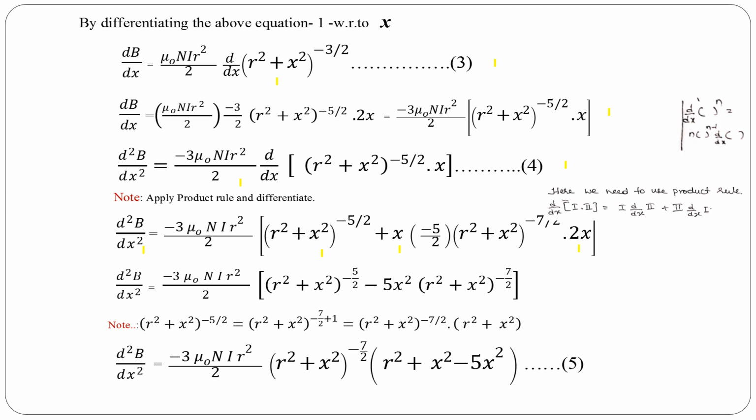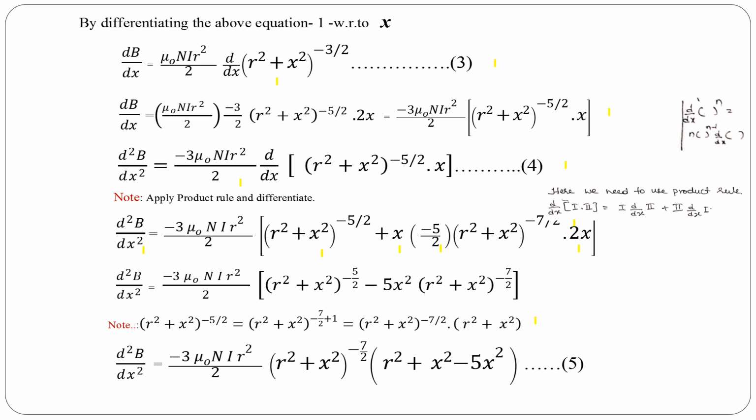In the next step, we can write this as d square B by dx square is equal to minus 3 mu naught n I r square by 2 into (r square plus x square) whole to the power of minus 5 by 2, and simplifying the second term we can write it as minus 5x square into (r square plus x square) whole to the power of minus 7 by 2, as the 2 and 2 in the second term cancel each other. Now we can write (r square plus x square) whole to the power of minus 5 by 2 as (r square plus x square) whole to the power of minus 7 by 2 into (r square plus x square).